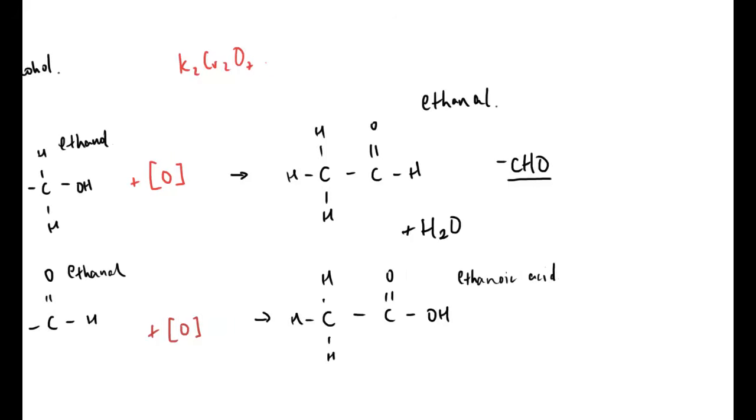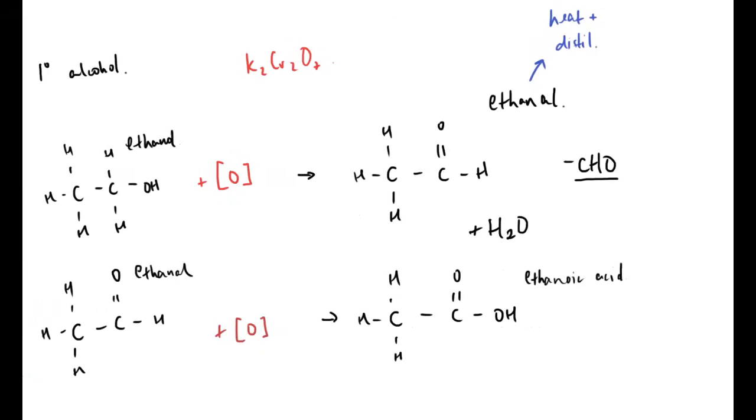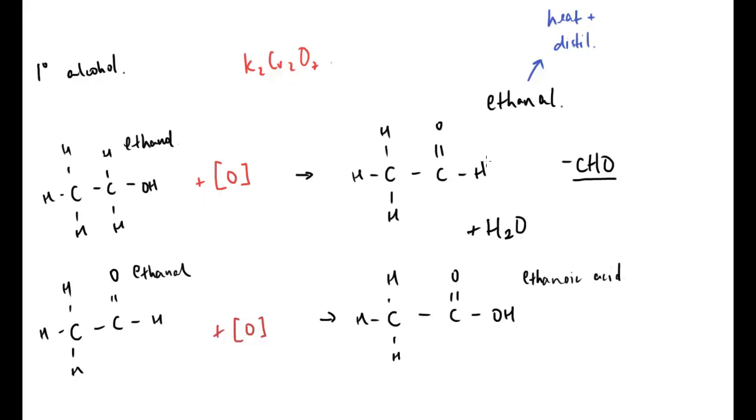Now, there's a couple of things on this really. If you want to oxidize and only produce ethanal, and this is something you might have done, it's one of the PSAs, I often do it because it's quite a nice one to do. You react your ethanol with your acidified potassium dichromate, and it changes colour and you produce the ethanal. And what you do is you distill it off. So if we want to produce ethanal, we heat and distill. The reason we do that is because we don't want this to be oxidized any further.